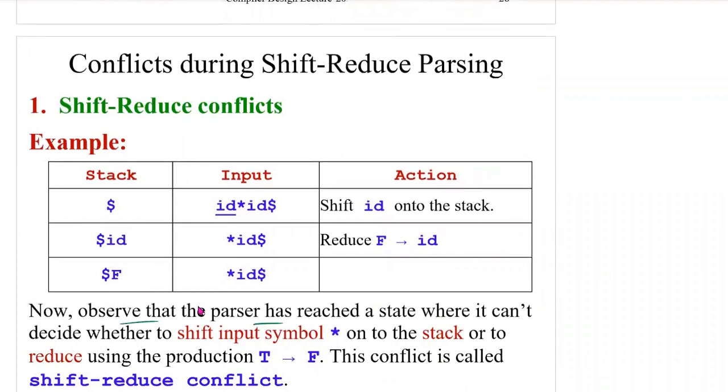Now observe that the parser has reached a state where it can't decide whether to shift the input symbol star onto the stack, or reduce using the production T derives F. This conflict is called a shift-reduce conflict.